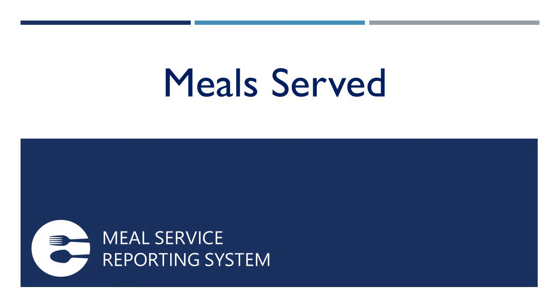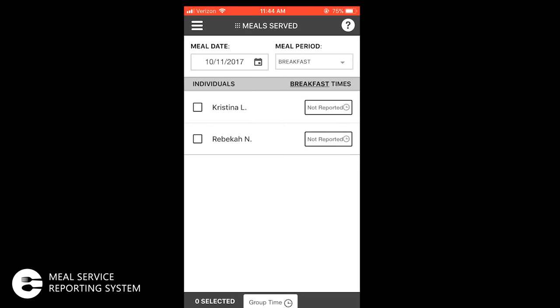Meals served. After you log in, you'll see the Meals Served page. On this page, you will select the date, the meal period or type, the time a child was served a meal, if a child was absent, or if a child was present but not served a meal.